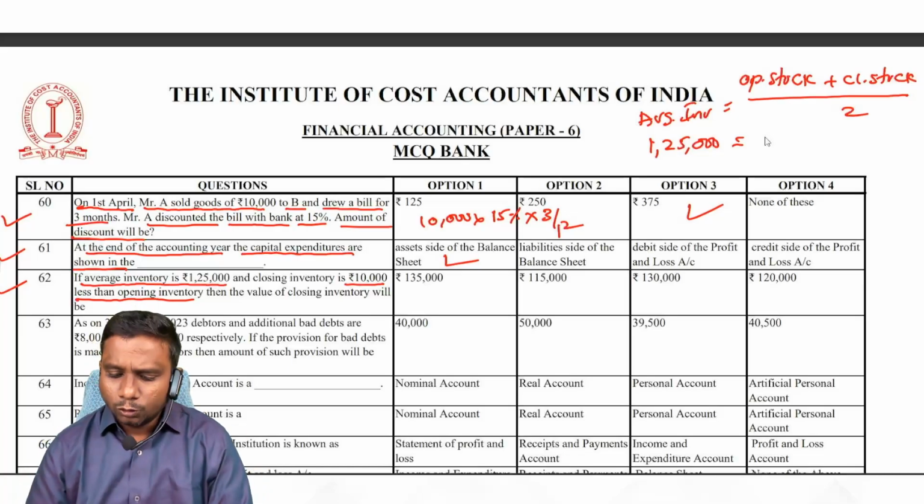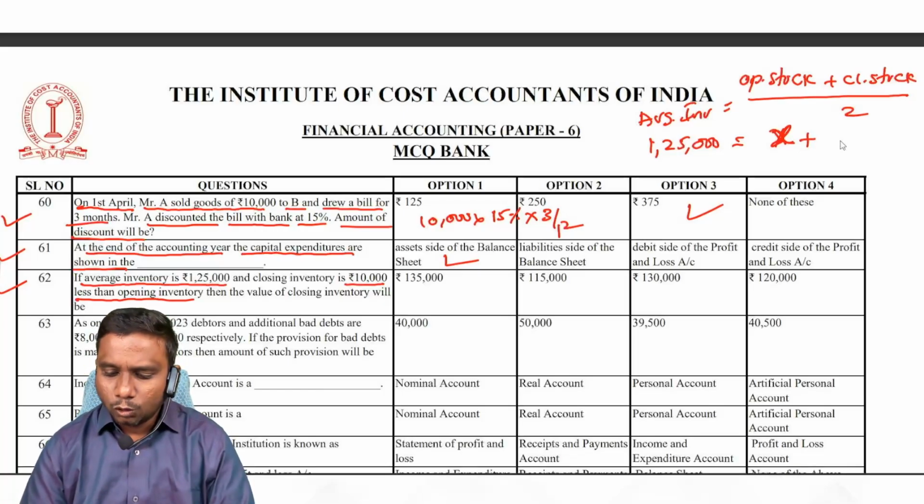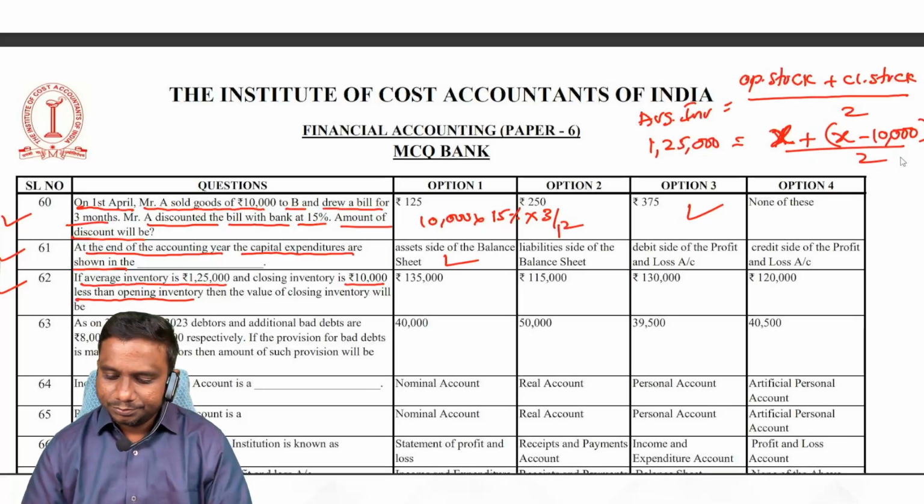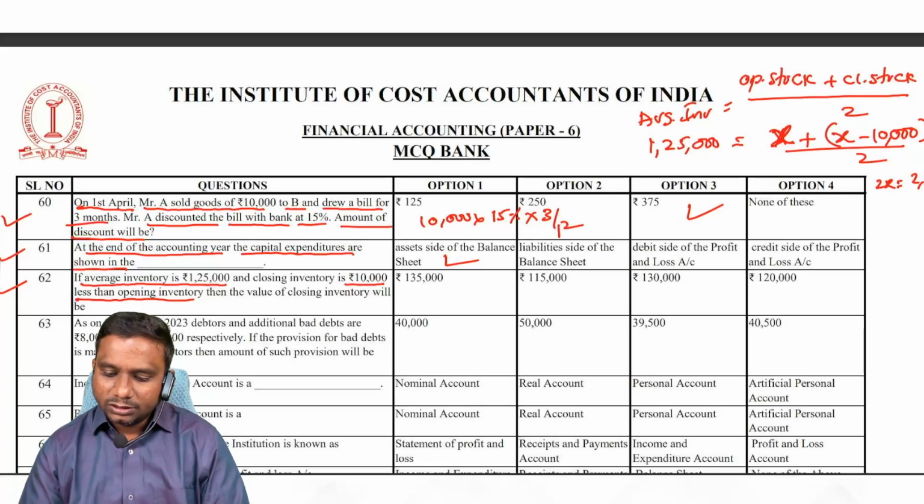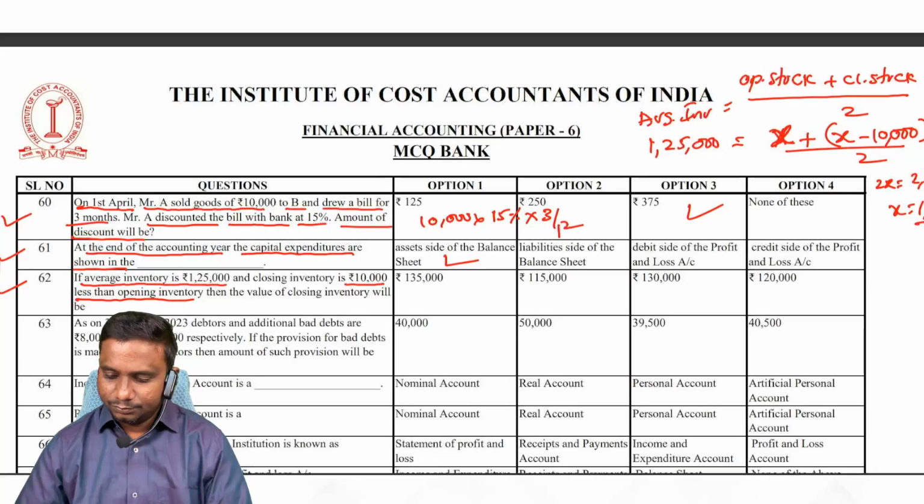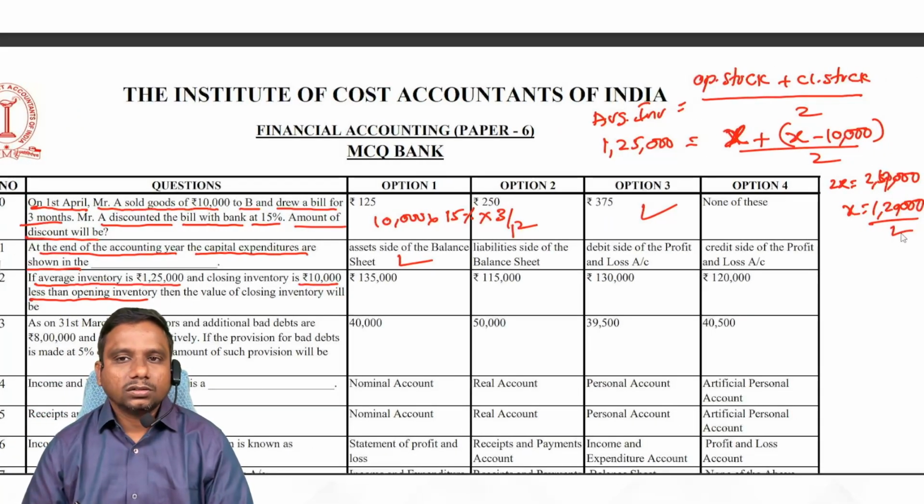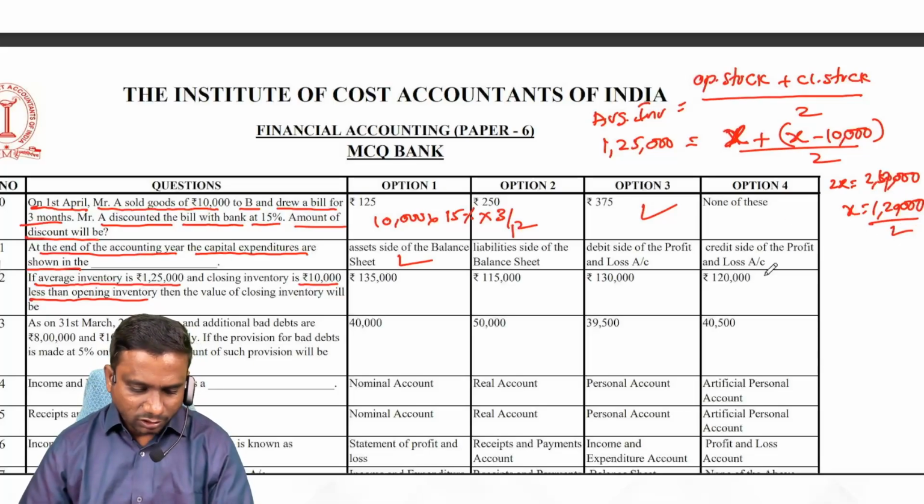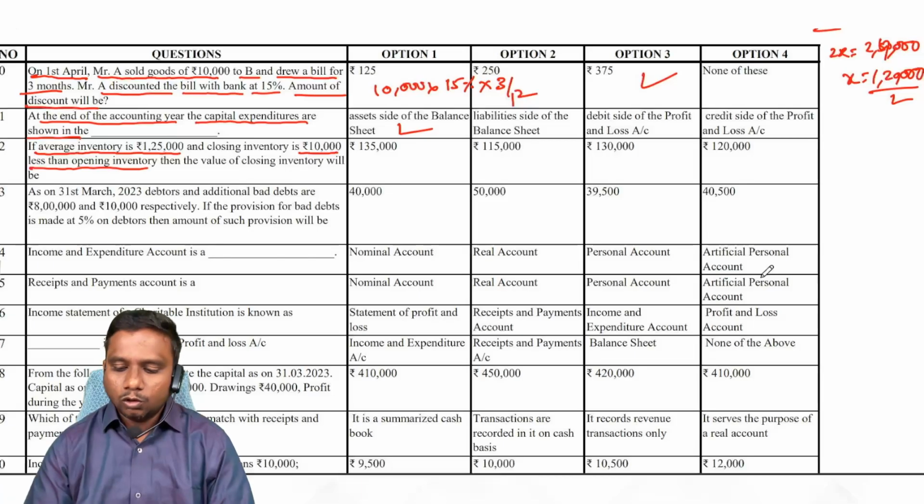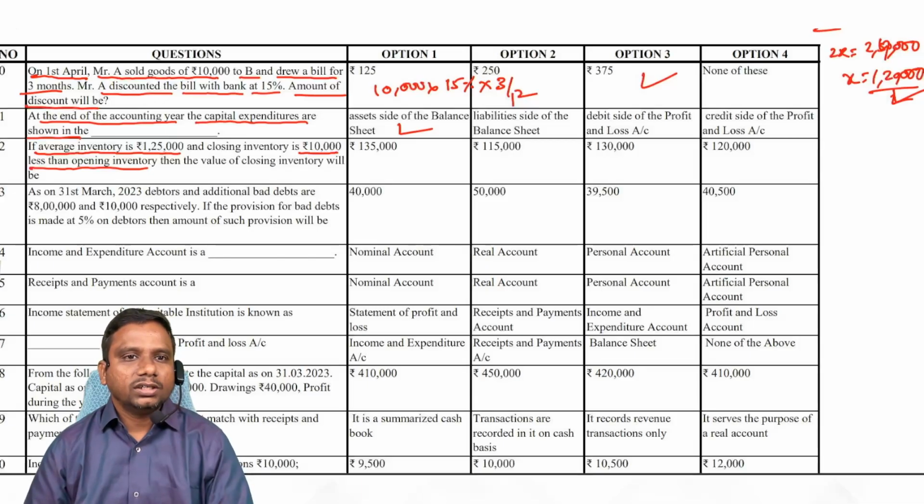How much is the opening inventory? We don't know. So let the opening inventory be X, and closing inventory is 10,000 less than opening inventory, so X minus 10,000. Now solve the equation. 2x is equal to 2,50,000 minus 10,000, which means 2,40,000. X is equal to 1,20,000. That is the opening stock. Now what are they asking? What is the closing inventory? Opening inventory 1,20,000; closing inventory is 10,000 less, so 1,10,000 rupees.